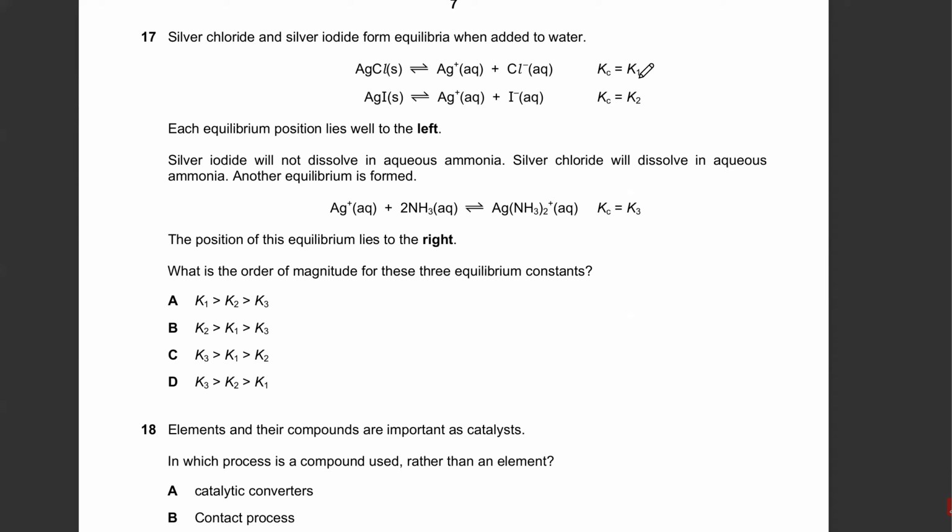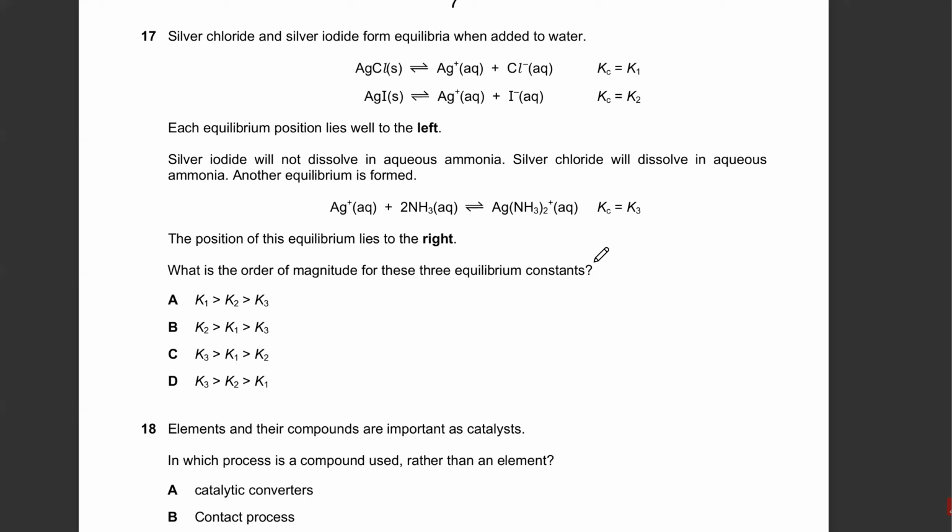The next one is a question which is: there are two equilibria. Each equilibrium position lies well to the left, so it's extremely to the left. Now he says that silver iodide will not dissolve in aqueous ammonia. Silver chloride will dissolve in aqueous ammonia, and another equilibrium is found, which is this one. So this is silver chloride dissolving. The position of this equilibrium lies to the right. So the first two were to the left. This one is to the right. What is the order of magnitude of these three equilibrium constants?